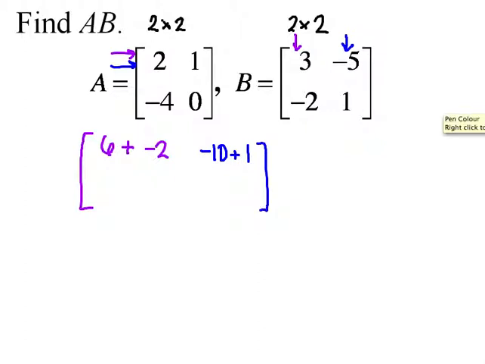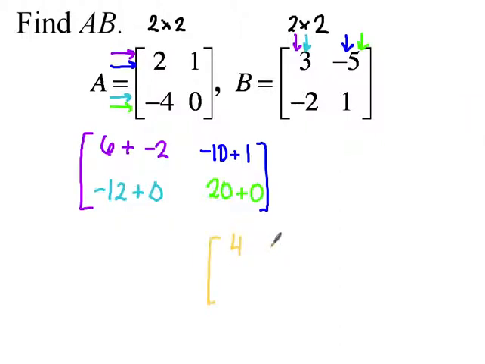Okay, so on this next one, let's do row 2, column 1. So negative 12 plus 0. And then on the next one, I get 20 plus 0. Four, negative 9, negative 12, and 20. Nice job.